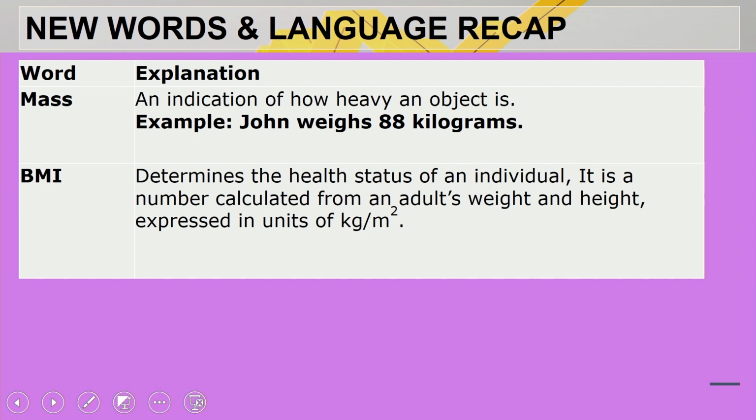Mass, an indication of how heavy an object is. Example, John weighs 88 kilograms. And then the BMI, remember BMI stands for body mass index. It determines your health status, and it's a number calculated from an adult's weight and height, expressed in the units kilograms per square meter. Let's look at the common errors learners tend to make.